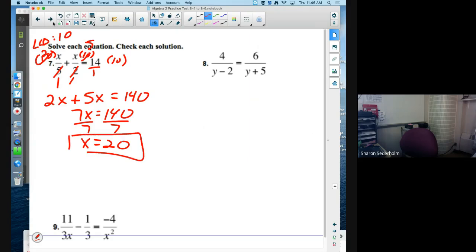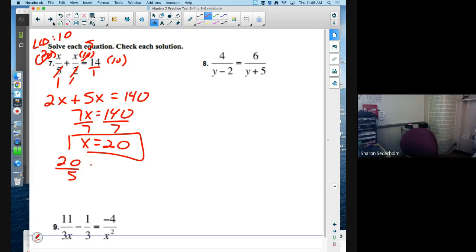And I go on to number 8, and I lose a point. Yeah. Remember, when we went through this section, they kept hitting us over the head with a hammer and saying, check for extraneous solutions. Well, that's what we've got to do.